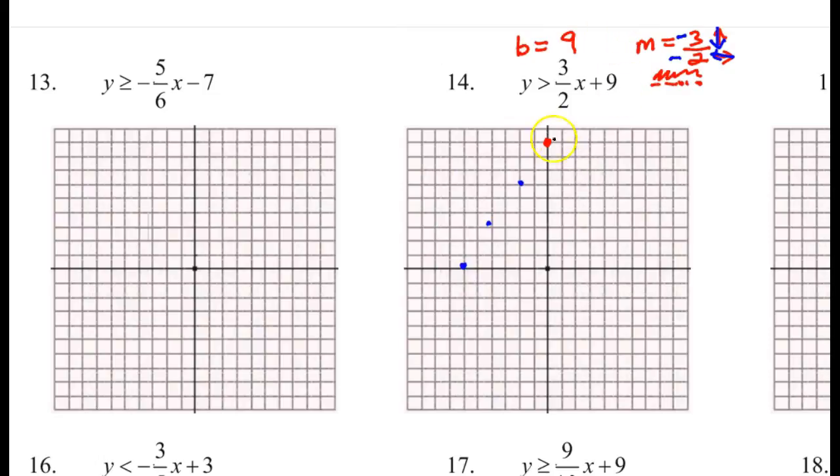And we know it's a dotted line once again, so do a dotted line. Still using a straight edge if you have one. And now we know we're going to shade up. We're going to shade above. Okay, so any point on the line, go straight up. And there it is.